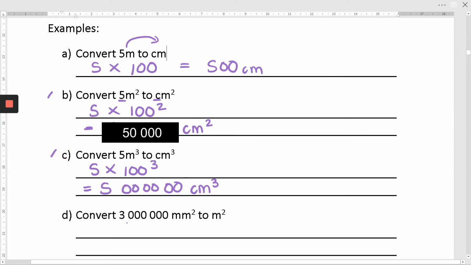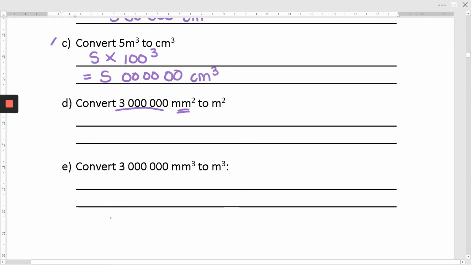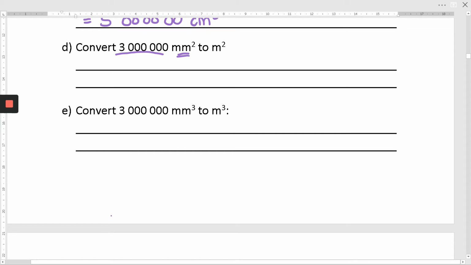I'm now going to convert a huge number, 3 million square millimeters. Can you picture how tiny those are? But there's 3 million of them, right? And now I want to convert to meters squared. So I'm going to say to myself, what would the conversion normally be if I was going to convert ordinary millimeters to ordinary meters? Normally, if I was going millimeters to meters, I would normally divide by 1,000.